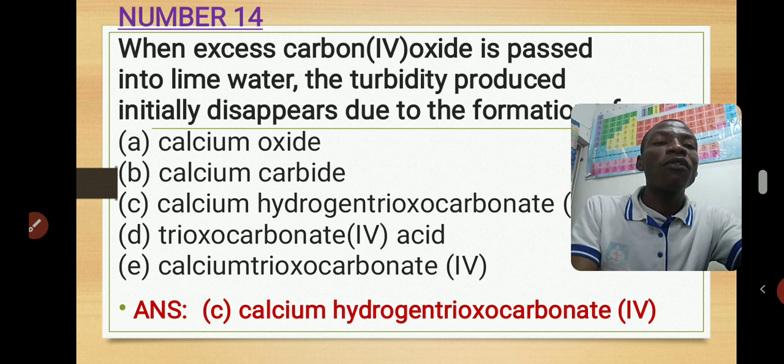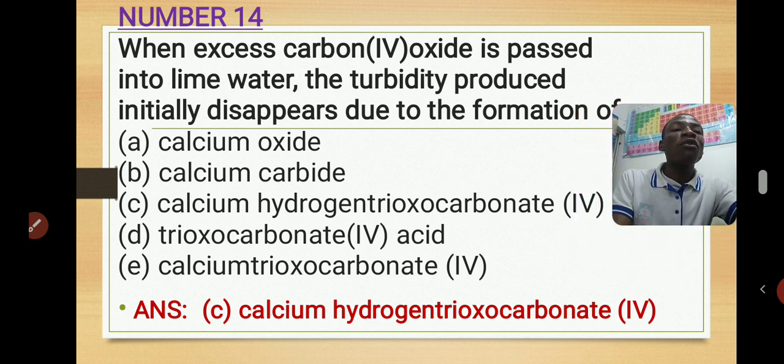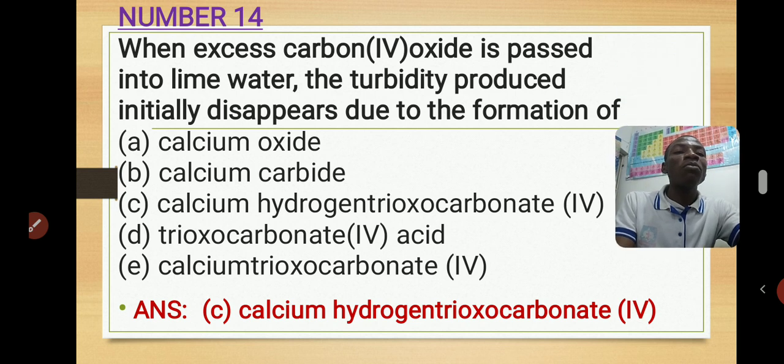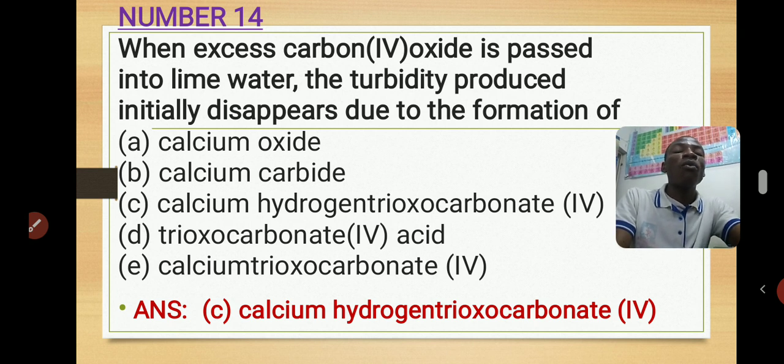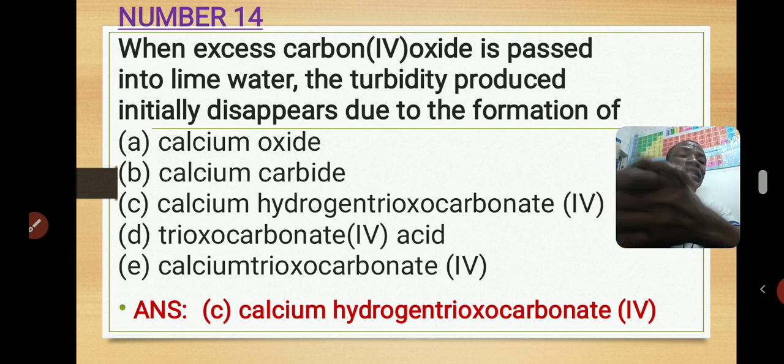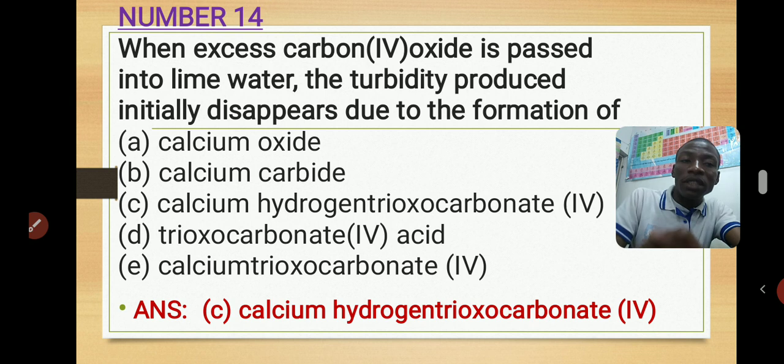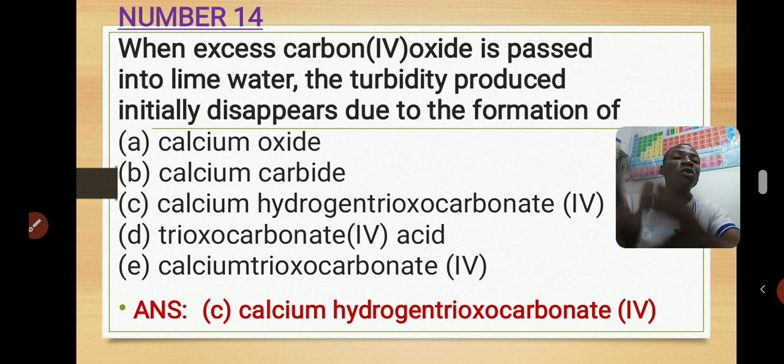Let's see number 14. When excess carbon dioxide is passed into lime water, the turbidity produced will disappear due to the formation of what? Due to the formation of option C, calcium hydrogentrioxocarbonate(IV). So that is why the turbidity disappears. That turbidity is actually calcium carbonate. So when you bubble more carbon dioxide, it will react with the calcium carbonate and form calcium bicarbonate, which is soluble in water. That is why the turbidity disappears.